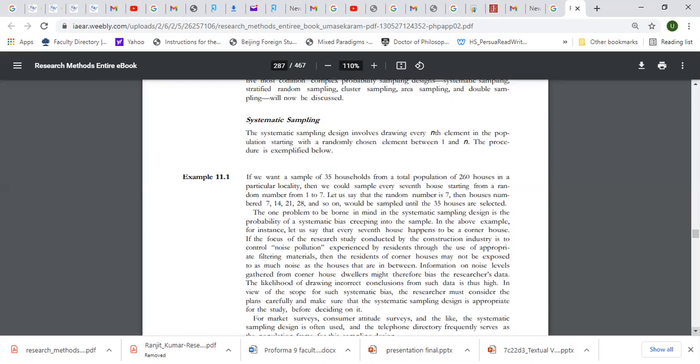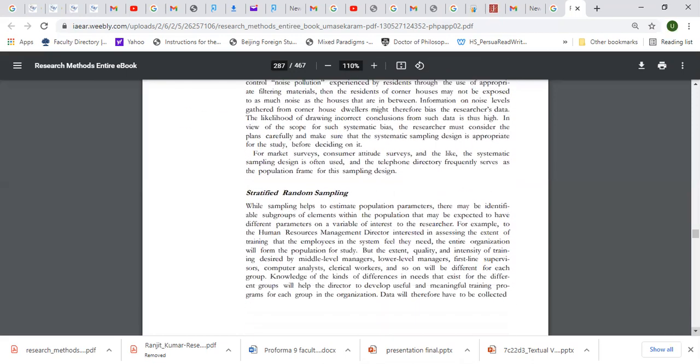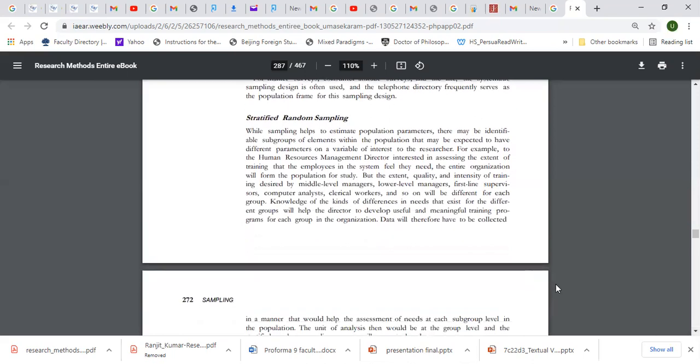For example, I'm conducting a study in your class, and I want to go for systematic sampling. And in systematic sampling, I say that every fifth student in this class is going to be part of my study. So this is systematic sampling. Then we have stratified random sampling.